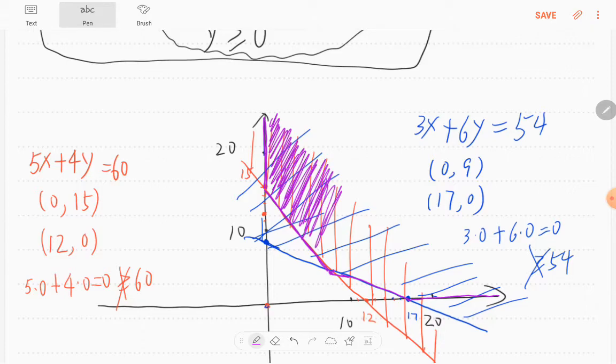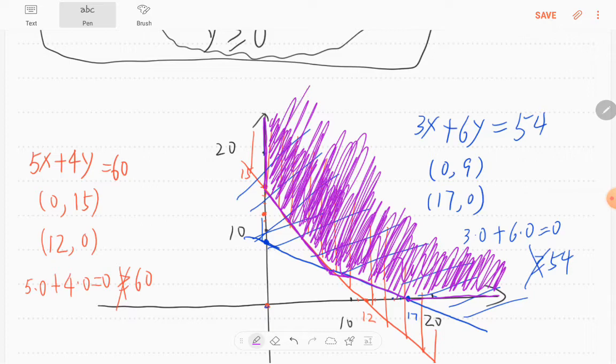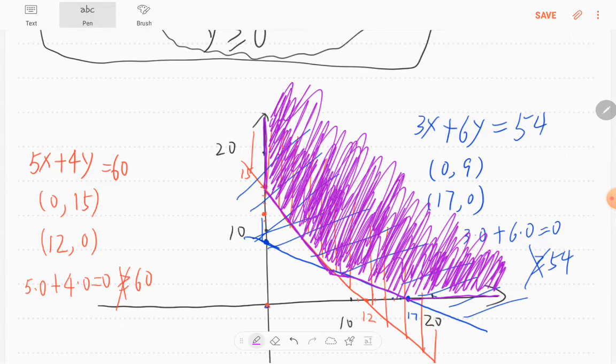This is the unbounded region, right? You can see on the other side we have no boundary. So the minimum value must happen at a corner, right? Since the problem asks for the minimum value, that means the minimum value must exist, right? So we don't need to worry about whether it exists or not.